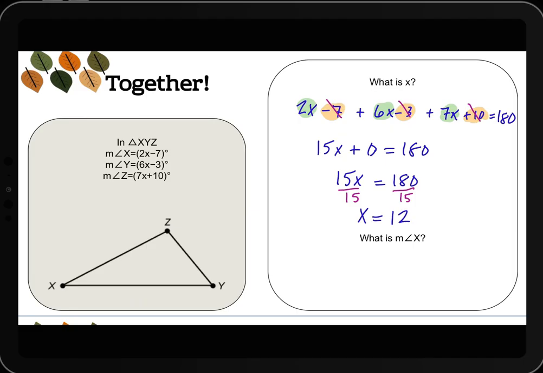So with that particular value of x, I can go ahead now and take the expression for the angle x and the measure of it, and I can plug 12 into the value of the variable x. And so here I end up with 24 minus 7, and that is equal to 17 degrees. So this is how I could find the missing angle of a triangle where the angle is expressed with an algebraic expression, and I'm using the triangle angle sum theorem to achieve this.